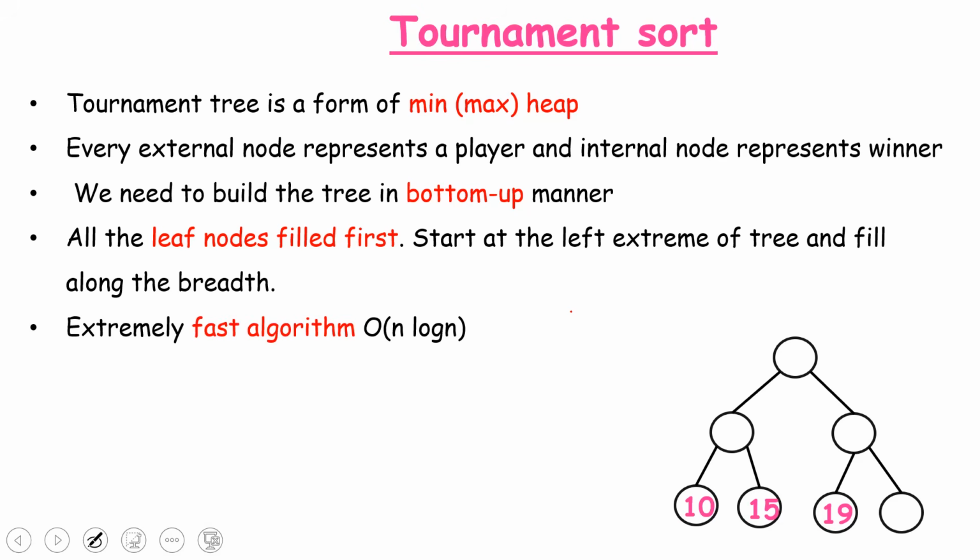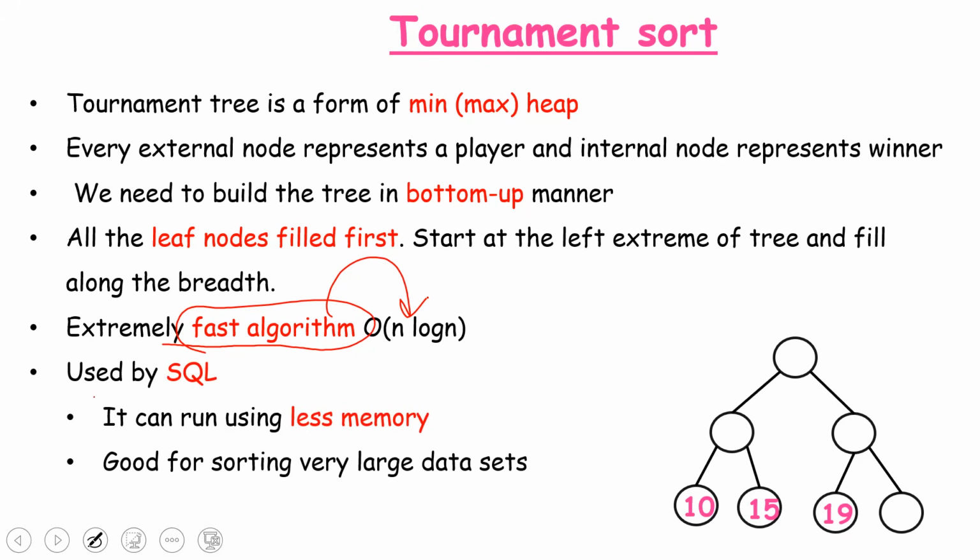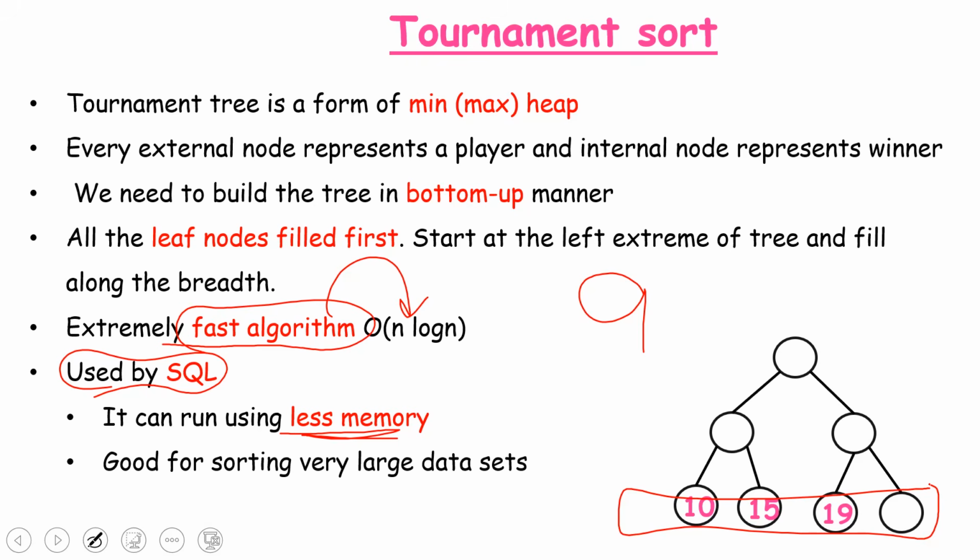Now this is very important point. Extremely fast algorithm. Its complexity is order of n log n. It is used by SQL because it can run using less memory. See, in this example, initially we had 9 unsorted elements, but we are using space for 4 elements only. It will increase the number of passes, but you can run this algorithm using less memory also. It is good for sorting very large data sets because you can adjust in less memory also.